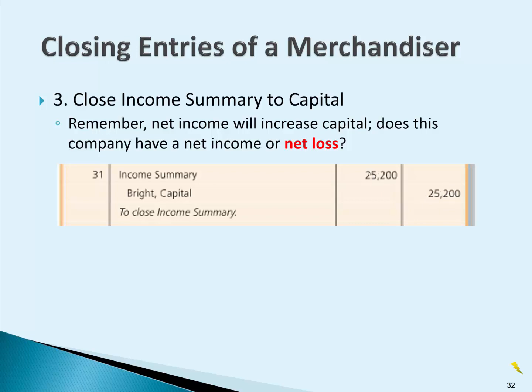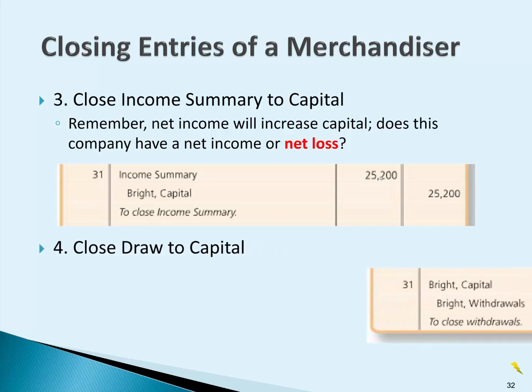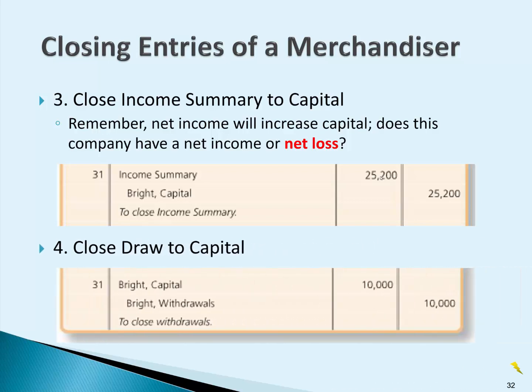So what must this income summary amount be? Is it a net income or a net loss? Well, if capital is increasing, then this must have been a net income. So step 3, we close income summary to capital. And then step 4, we close draw to capital. Withdrawals always decrease capital. So that's why notice capital is being lowered. And we're closing out, or lowering, our withdrawals account. Remember, withdrawals normally have a balance on the debit side.